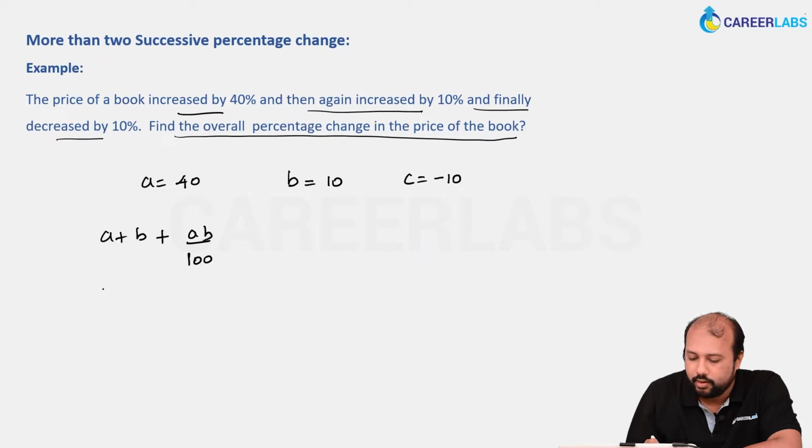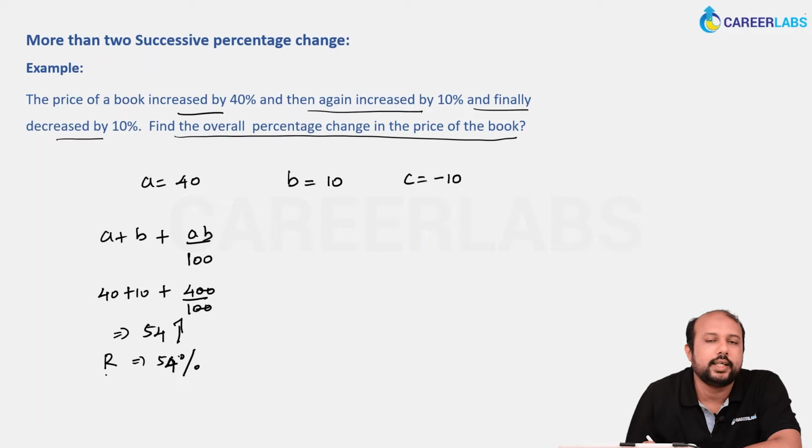So what happens? 40 plus 10 plus 40 into 10, of course 400, 400 by 100, you will have 4. So 54. The final value is positive, so it is an increase. So 54% increase. Now consider this value as R, the resultant of the first two. There is also another further change, a 10% decrease.